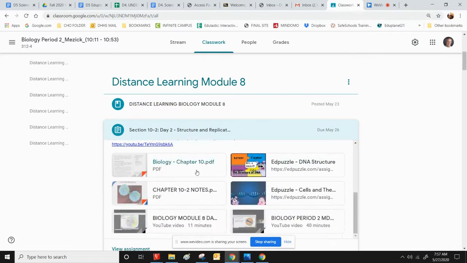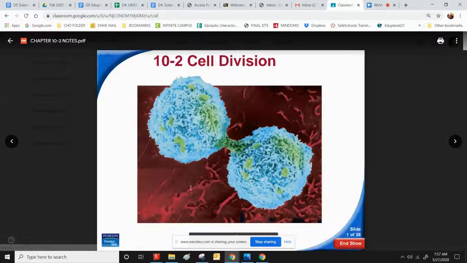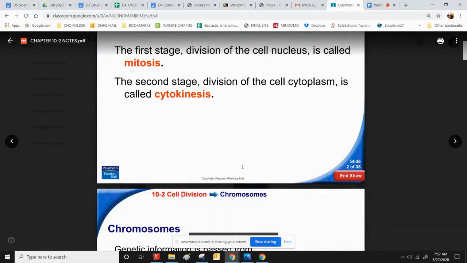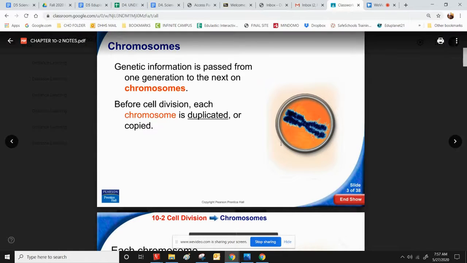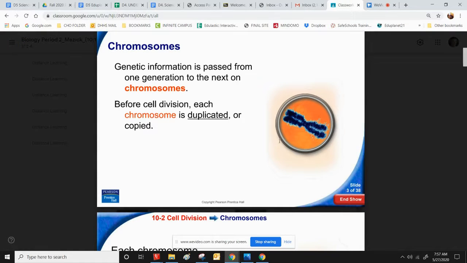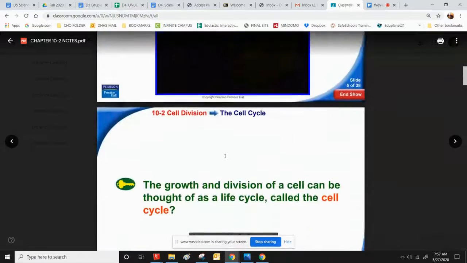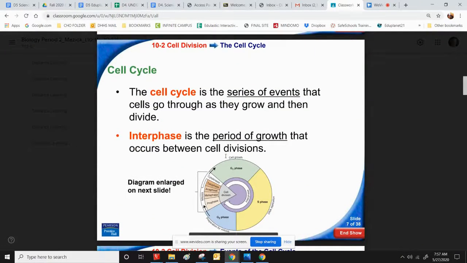Let's just go to the notes here really quick. So words that you want to make sure you're aware of: mitosis and cytokinesis. Remember, cytokinesis is the complete splitting of the cells. Mitosis is the actual division process. We talked a little bit about the chromosome, the structure that's in the middle called the centromere. Some highlights. And then the cell cycle.